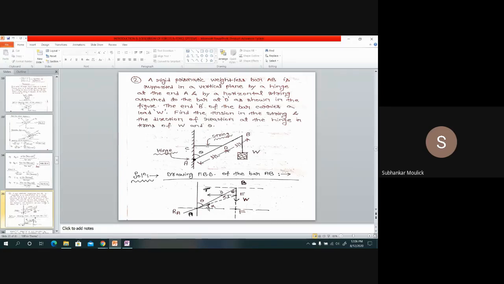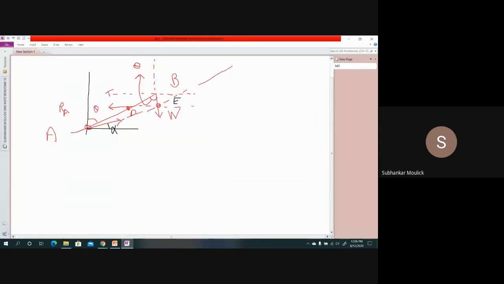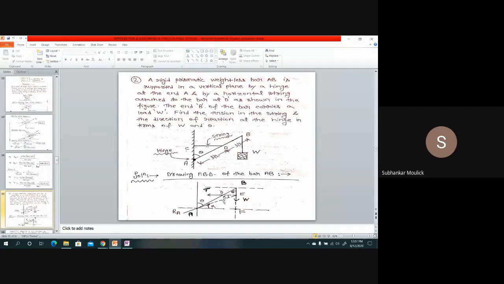Now, if this angle is alpha, and this is your point E, from point E, if you draw a horizontal line parallel to this line, then this angle will also be equal to alpha by geometry. Right? If this angle is alpha, then this particular angle is also alpha by geometry. So see, this angle is also alpha.